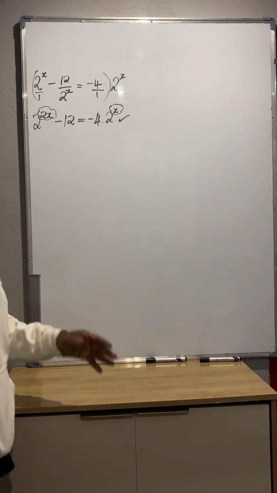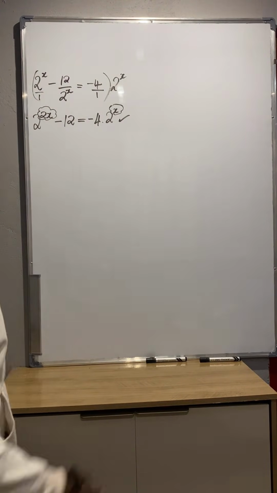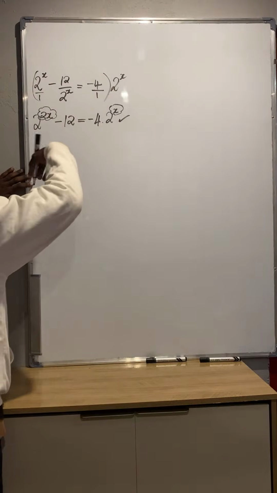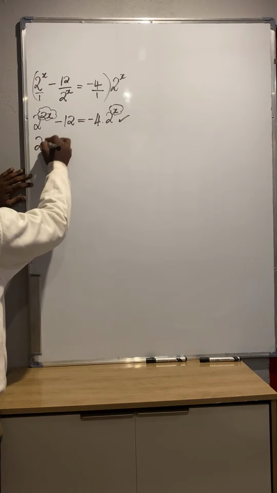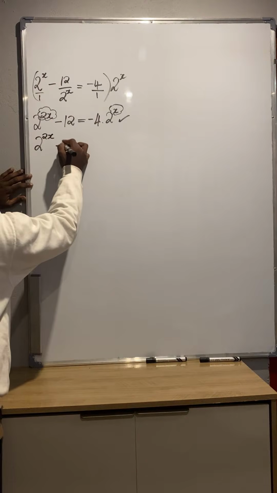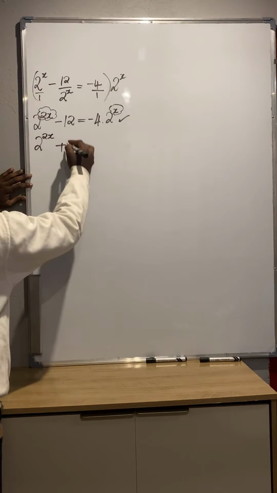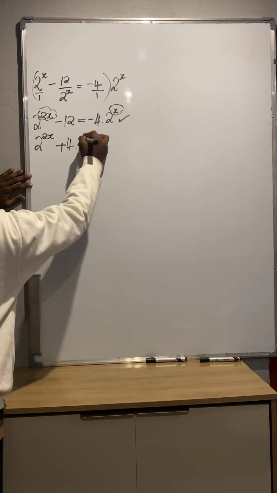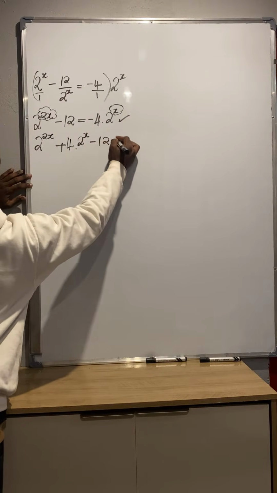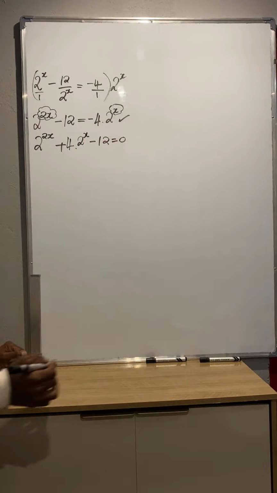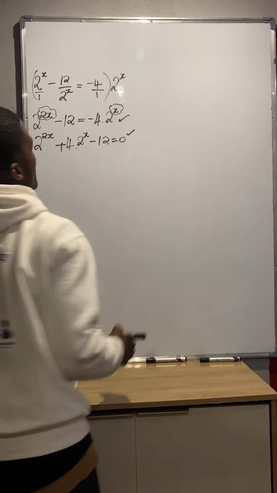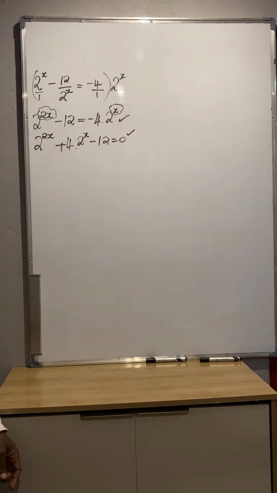You have to leave one side equal to 0. Therefore, I have to take this to this side. About 2 to the power of 2x plus, it was minus, now it's plus 4 times 2 to the power of x minus 12 is equal to 0. Then you get 1 mark for the standard form. Guys, you get 1 mark for the standard form.